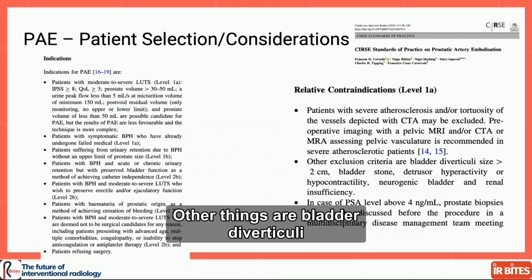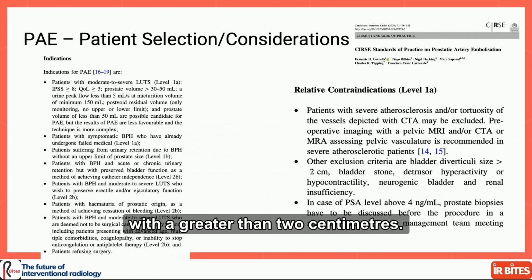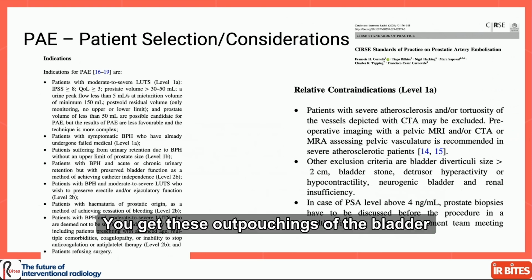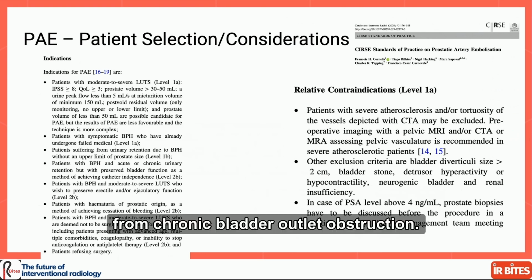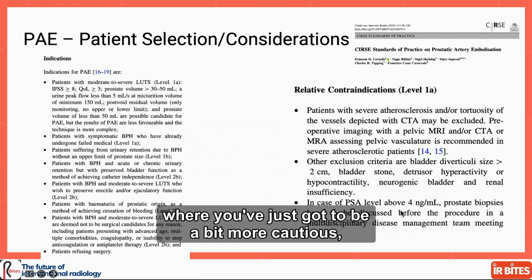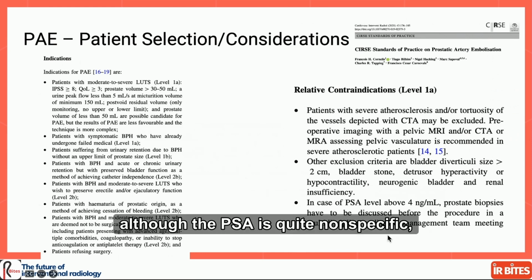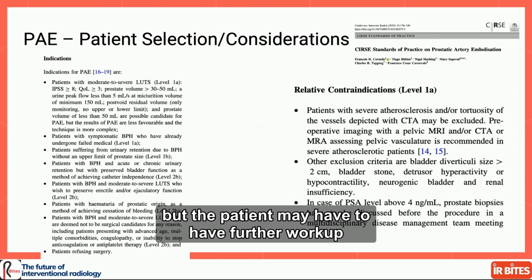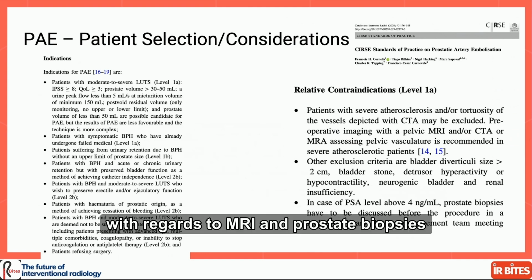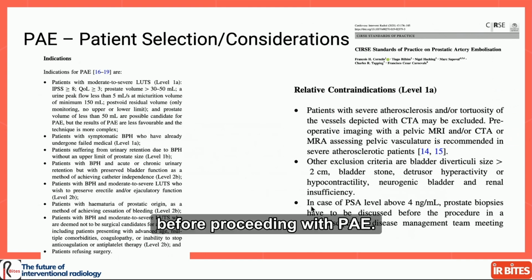Other things are bladder diverticular size. If they're greater than 2 centimeters, that's a bladder diverticulum. You get these outpouchings of the bladder from chronic bladder outlet obstruction. And this little point here where you just have to be a bit more cautious. Although the PSA is quite non-specific, the patient may have to have further workup with regards to MRI and prostate biopsies before proceeding with PAE.